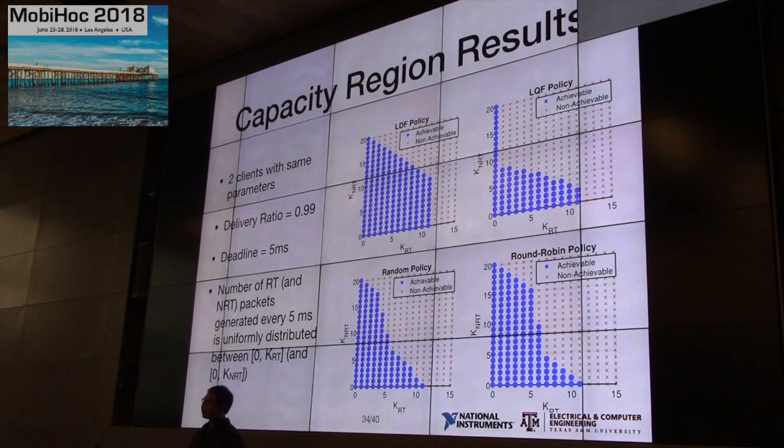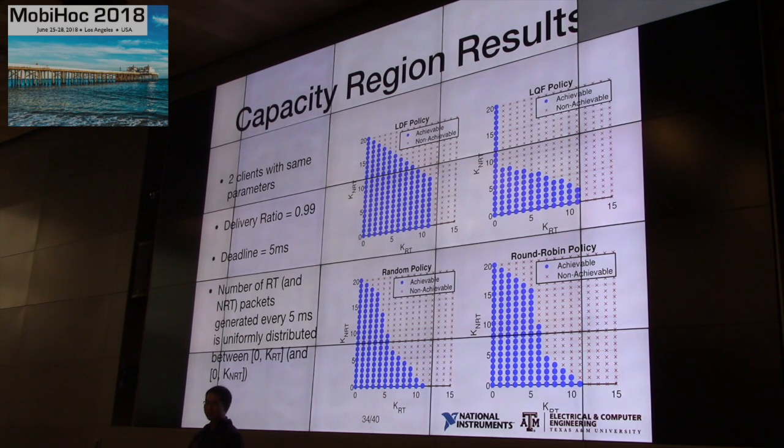And delivery ratio here basically means that 99% of the packets have to be delivered, and the deadline is 5 milliseconds, so 99% of the packets have to be delivered in 5 milliseconds. And the bottom part is a technical part, but basically we are using a uniform distribution. If we say KRT is 11, that means 0 to 11 packets uniformly distributed can arrive every however long you specify. In our case, I think we specified 5 milliseconds. So every 5 milliseconds, 0 to 11 real-time packets will arrive. And NRT is the same for non-real-time packets.